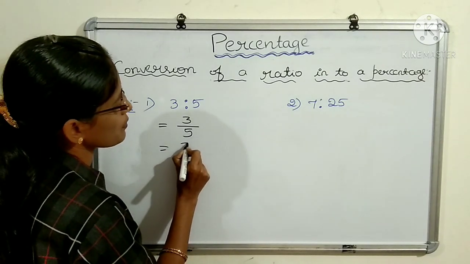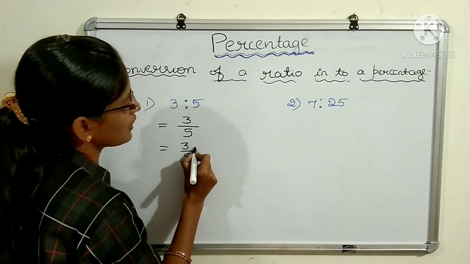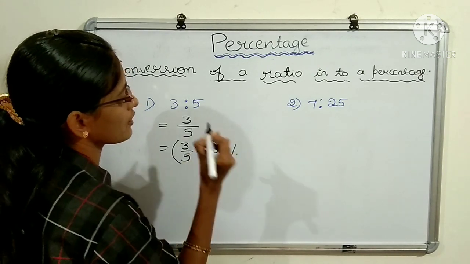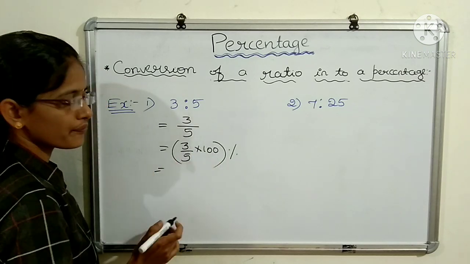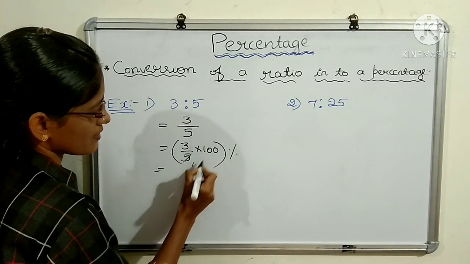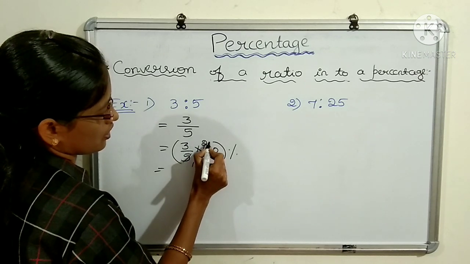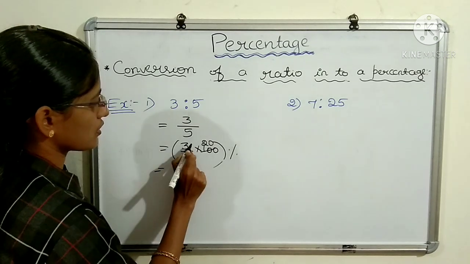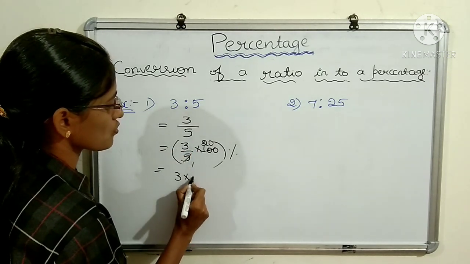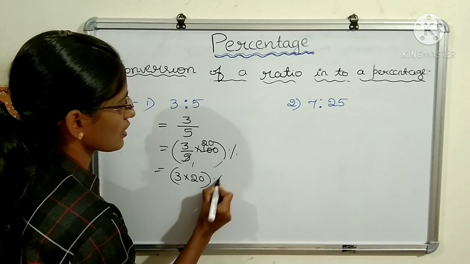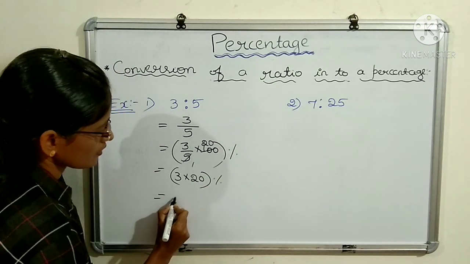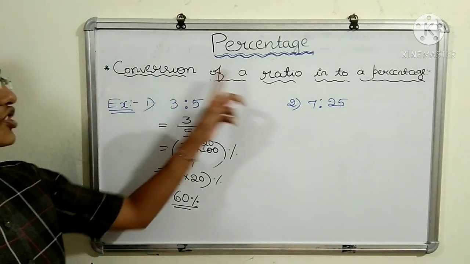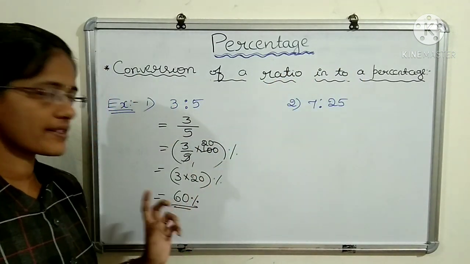Fraction to percentage, what must we do, students? 3 by 5 into 100 percentage. Already we have learned this method. Now simplification. 5 1s are 5, 20s are. Answer: 3 20s are 3 into 20 percentage, that is 60 percentage. This is the conversion of ratio into a percentage.